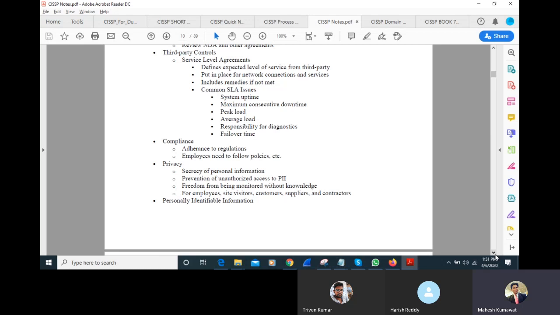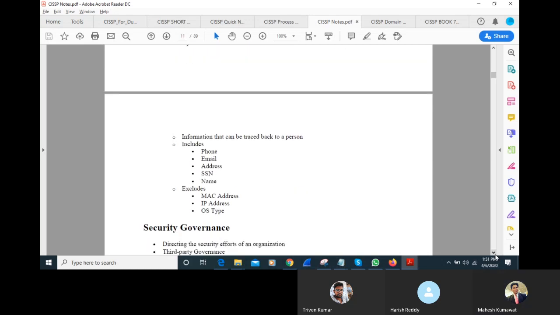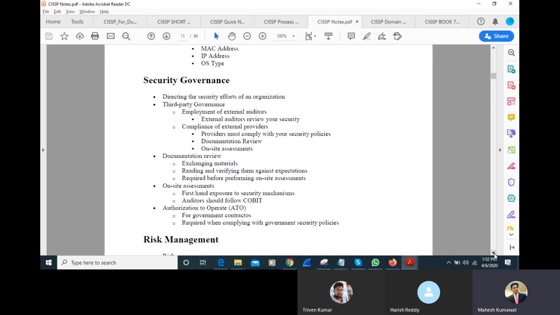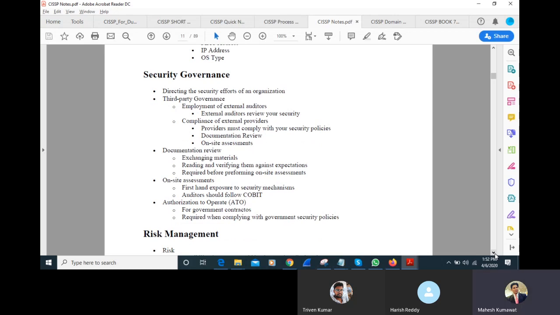Personally identifiable information, PII: information that can be tracked back to a person, including phone numbers, email address, SSN, name. It excludes MAC address, IP address, or site host types, which we don't require. So these are the PII, personally identifiable information. What sort of information is required for a company, and for the person? The onboarding process, offboarding process, termination process, job rotation process. These are some very important tasks involving personally identifiable information.